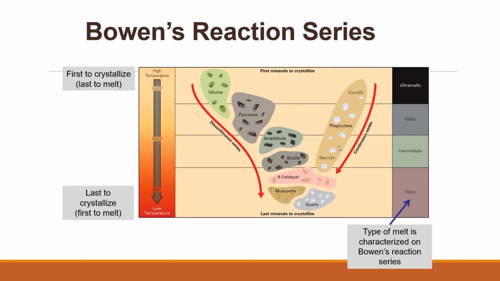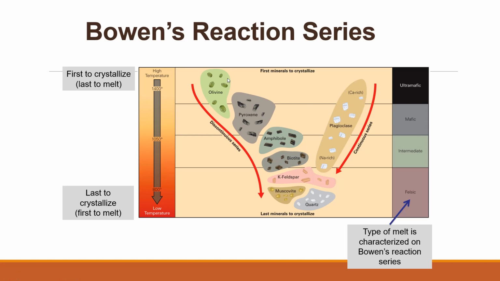We can understand how these things happen with Bowen's reaction series. Bowen's reaction series describes the order in which minerals will melt or freeze. So the felsic materials, which are here at the bottom, melt first and freeze last because they have a low melting temperature. So when you are melting a rock, these will be the first things that become molten. The things that are ultramafic will be the last thing to melt.